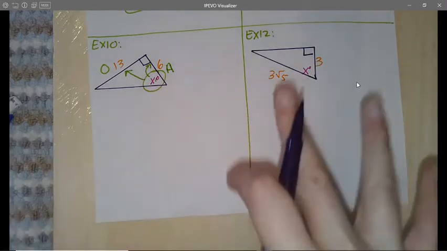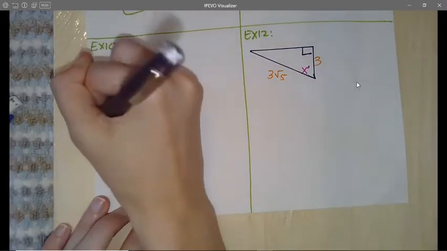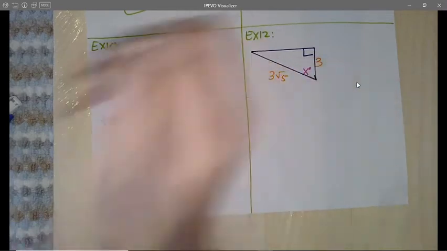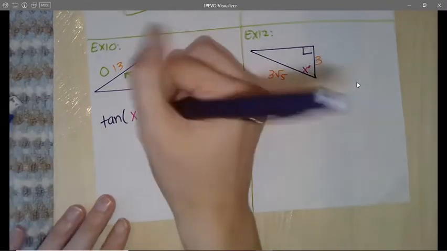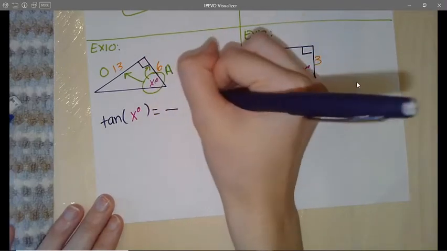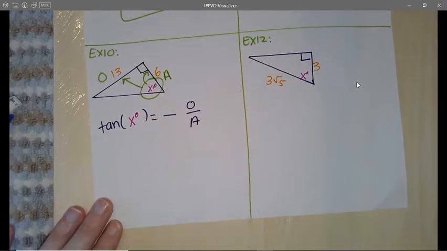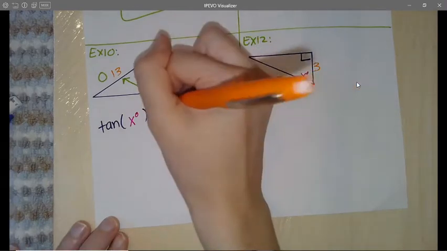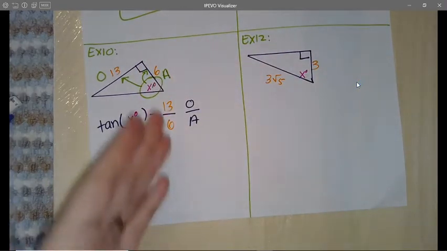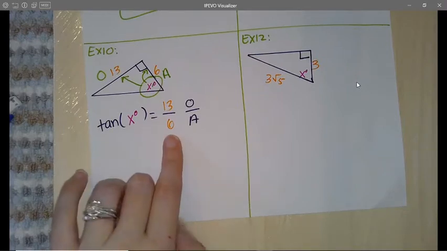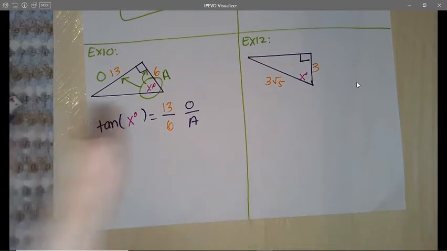So I'm going to set it up just like how we normally would. Tangent of my angle, I don't know the angle, so I'm just going to write x degrees, equals the opposite over the adjacent. So my opposite side is 13 and my adjacent side is 6. And again, you can try to reduce that down. I can't reduce down 13 over 6. Since we're typing everything in the calculator, it doesn't really matter if you reduce it down, but it doesn't hurt to practice.